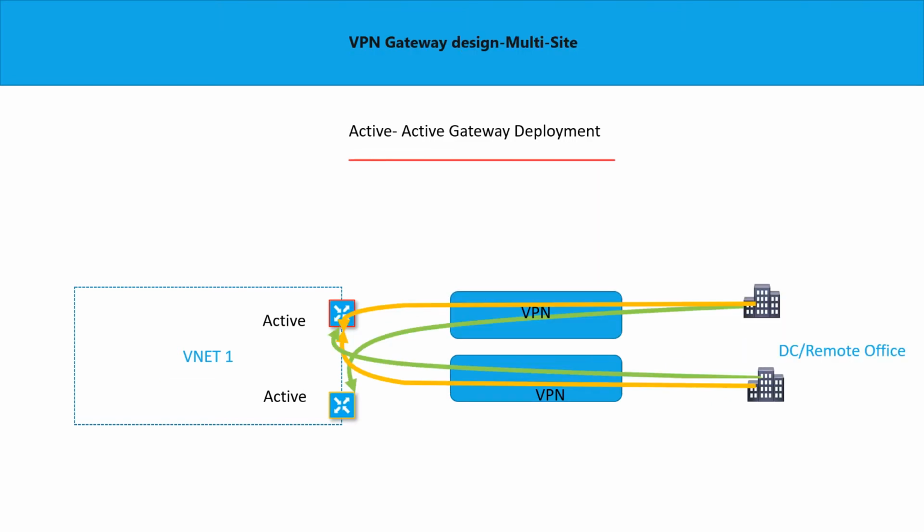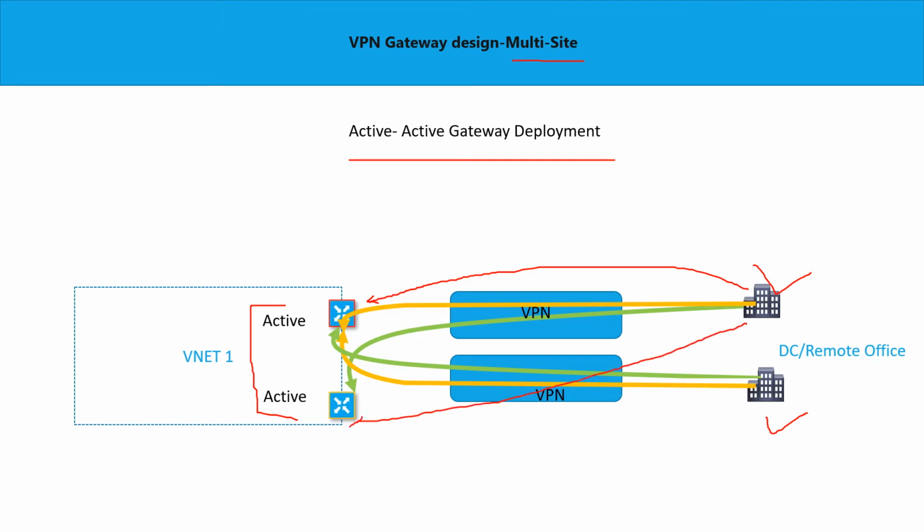Active deployment with multi-site. I have my first branch here, my second DC or remote office is here, and my gateway is deployed in active mode. Hence, I'm going to have a total of 4 tunnels. Each location will have 2 tunnels. One goes to this active, another tunnel goes to this active. Similarly, from here, the first tunnel goes to this active, and the second tunnel goes to this active. So the total number of tunnels is going to be 4.